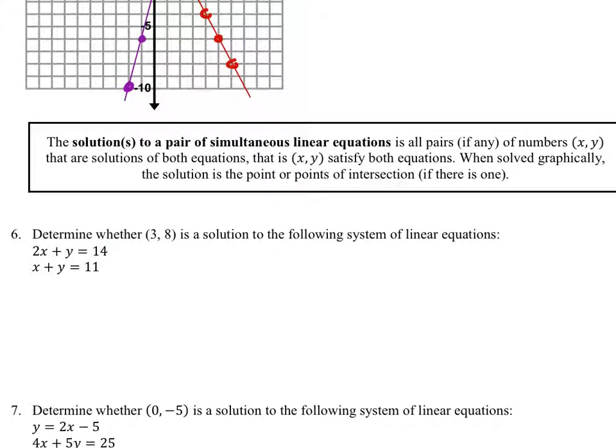So the solution to a pair of simultaneous linear equations is all pairs, if any, of numbers x, y that are solutions of both equations, that is, x, y satisfies both equations. When solved graphically, it's the point of intersection, if there is one. So let's look at this number 6. This would be after we had graphed. We found the point of intersection to be 3, 8, and then we just want to check our answer to make sure that it's correct.